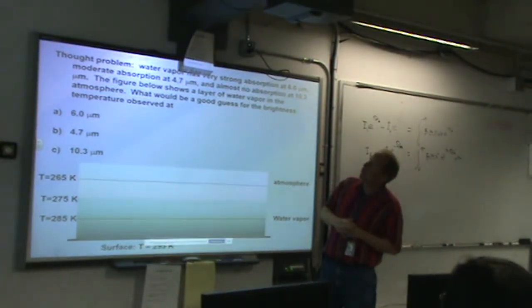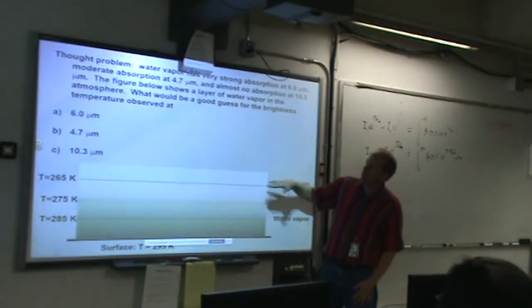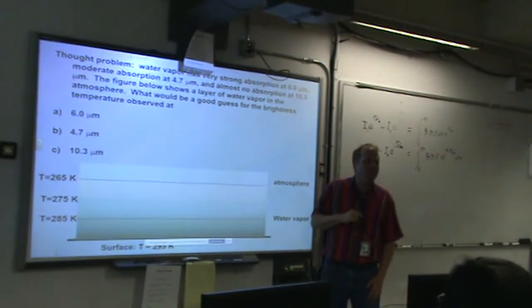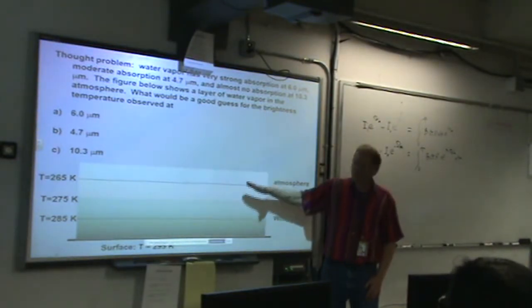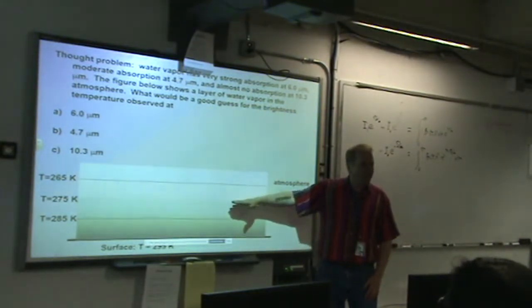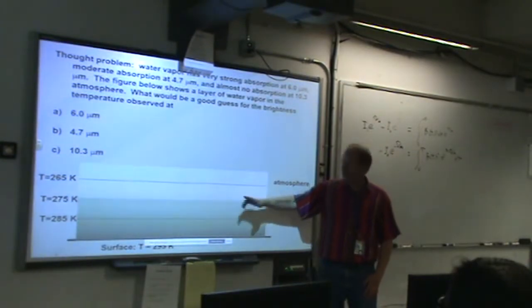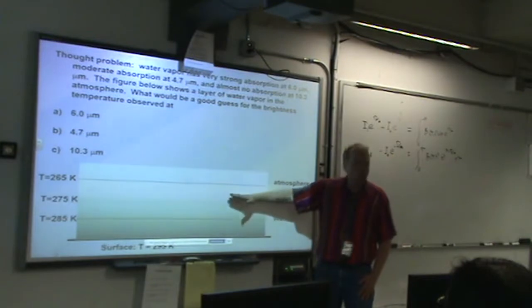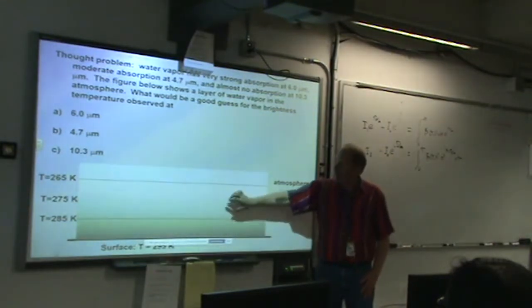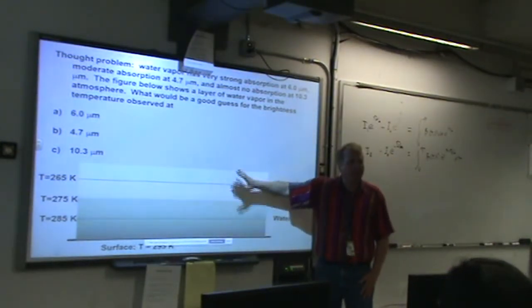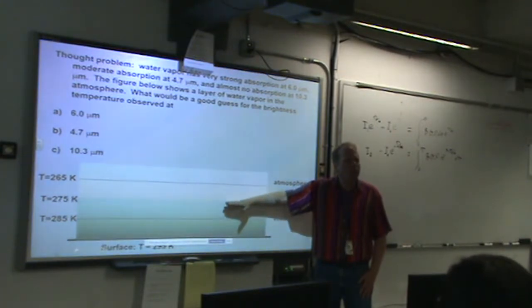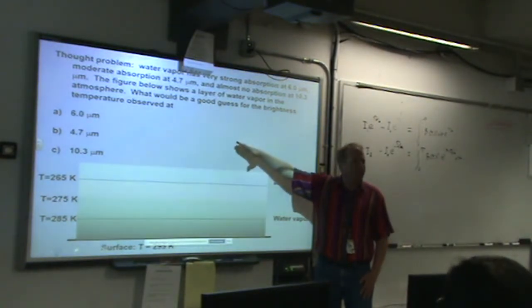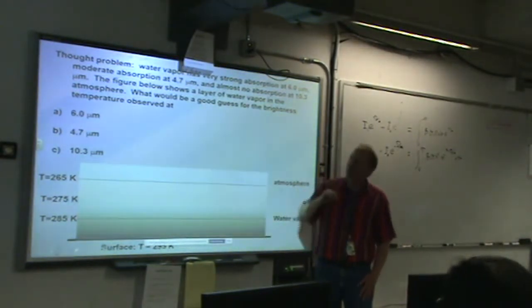Now we're at 4.7 microns. We're going to see moderate absorption. About what temperature might we see then? About 275. We're going to see part way in. Now remember, infrared from the bottom is becoming absorbed as it comes up. Everything is emitting, but you're going to see more emission coming from here with a little bit of absorption. So you're seeing partway in.